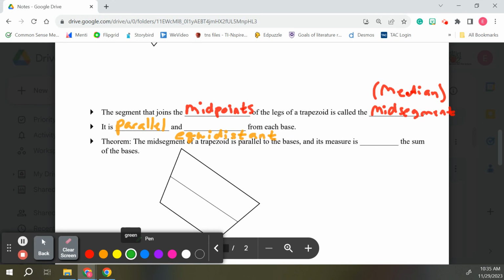So here is our theorem. It says, theorem, the mid-segment of a trapezoid is parallel to the bases. So if we're looking at this, all 3 of these are parallel to each other. And its measure is half the sum of the bases.